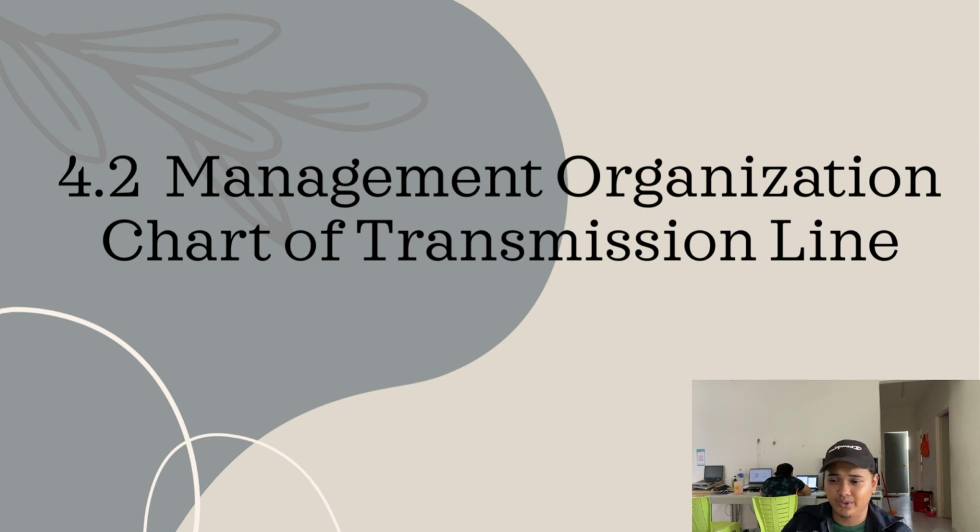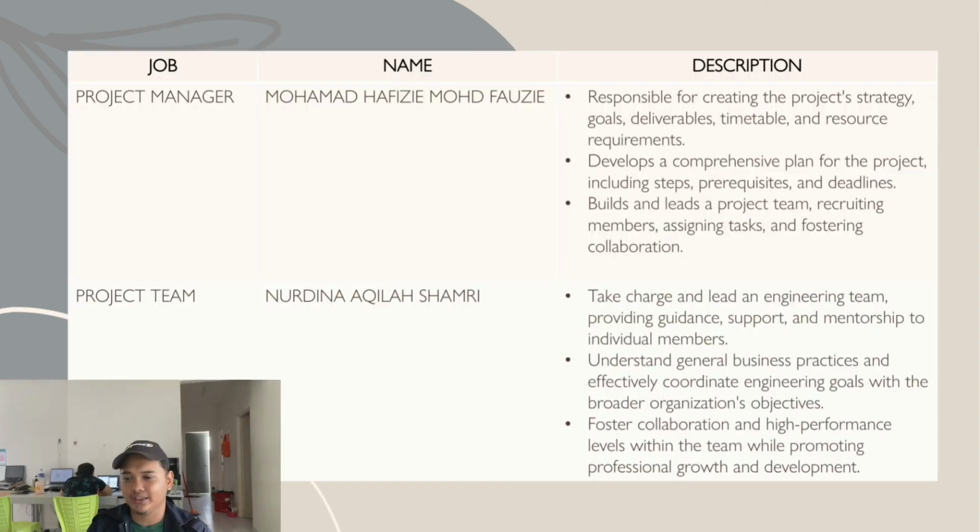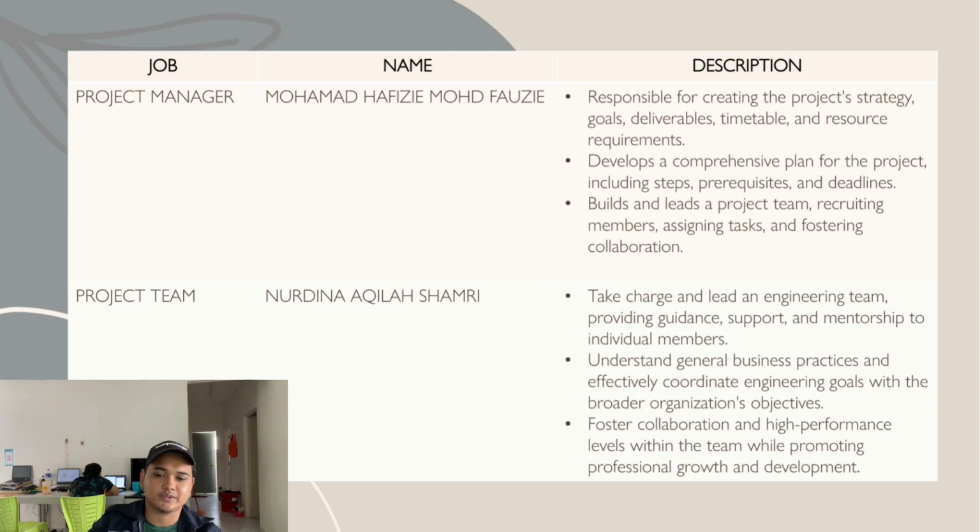Then for 4.2, the management organization chart of this transmission line project. Firstly, we have a project manager, Mr. Muhammad Hafizi Muhammad Fauzi, and then we have an engineering manager, stakeholders and a human resources manager. For the description, the project manager is responsible for creating the project strategy, goals, deliverables, and resource requirements, and he also needs to build and lead the project team, recruiting members, assigning tasks and fostering collaboration.